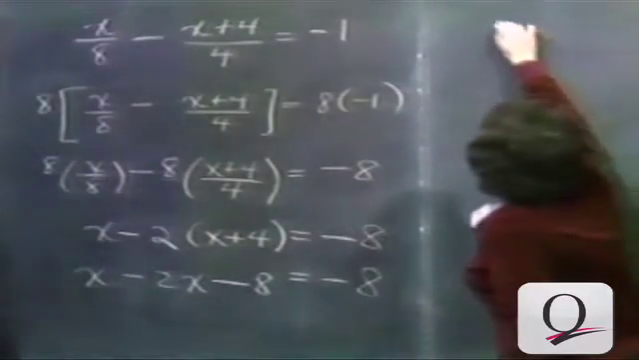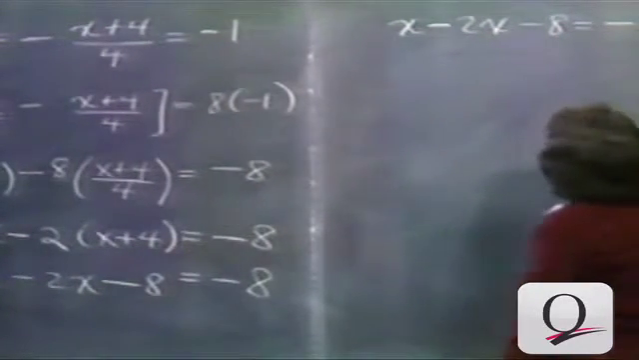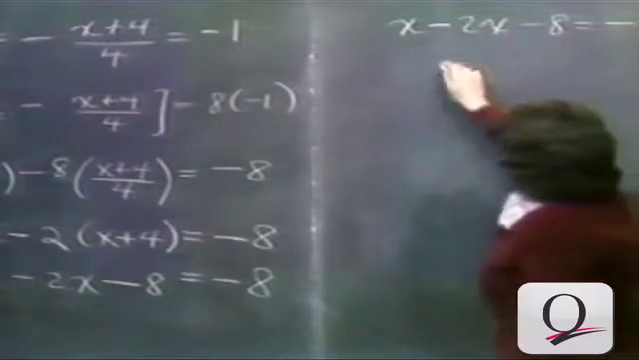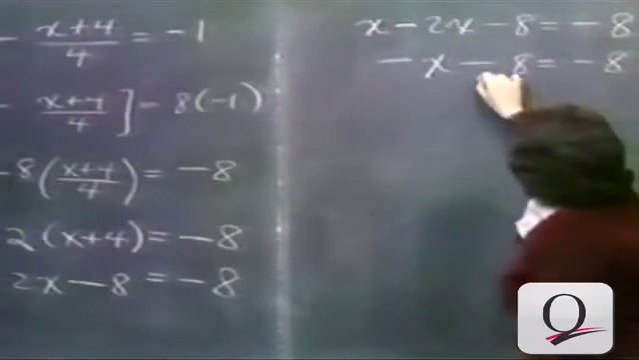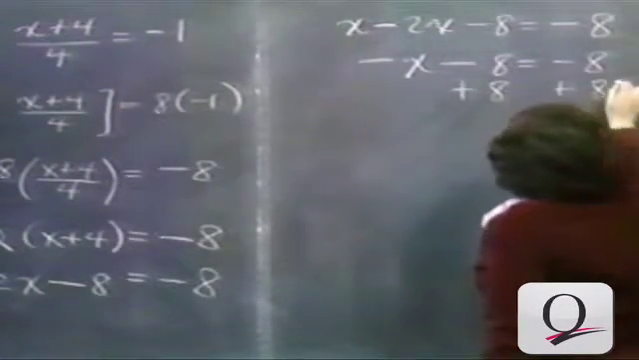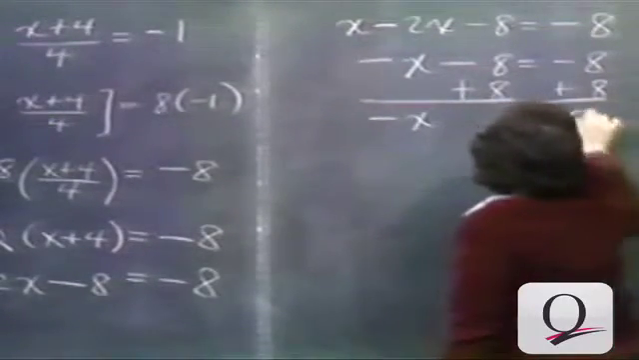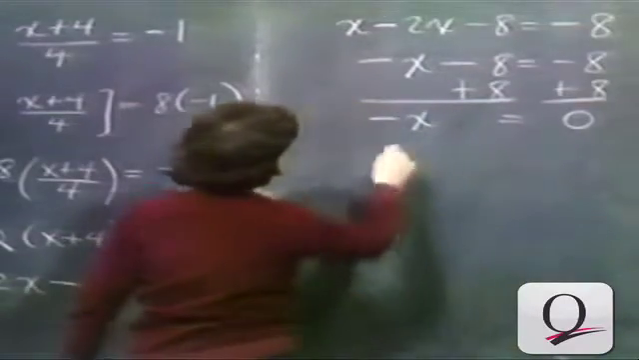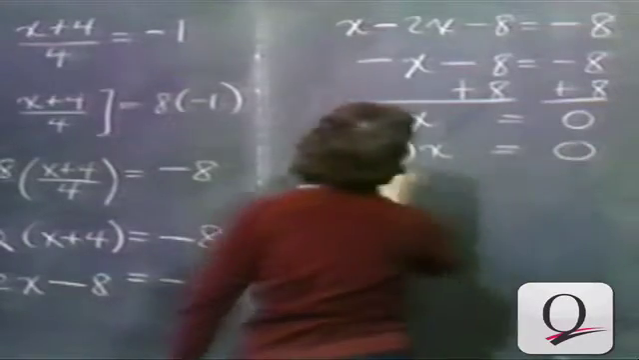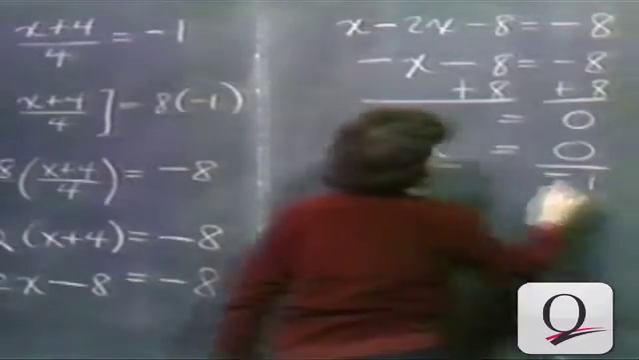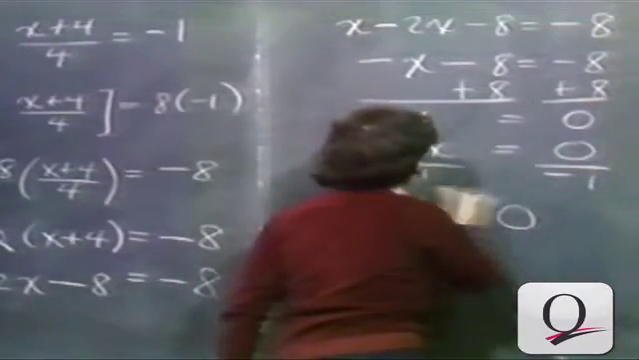Okay, let me just write down what we have. We have x minus 2x minus 8 equals minus 8. Now x minus 2x, that's minus x. Minus 8 equals minus 8. We can add 8 to both sides of the equation. This will give us minus x equals 0. And this is the same as minus 1x equals 0. Dividing both sides by minus 1, you get x is equal to 0 over minus 1, and that is just 0.